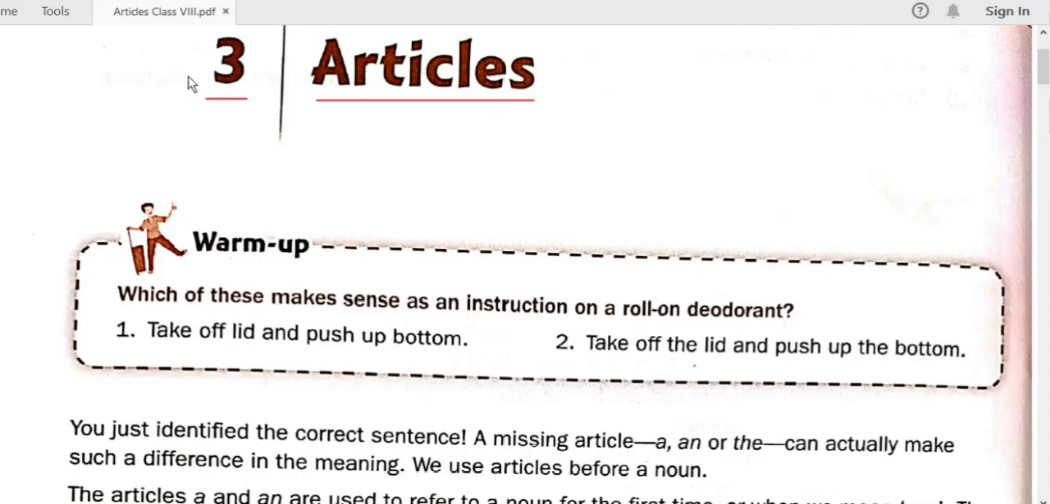Here it is a very important chapter, and earlier in previous classes you have read this chapter also. But here I have given you this chapter with some tips. The warm up is for you.